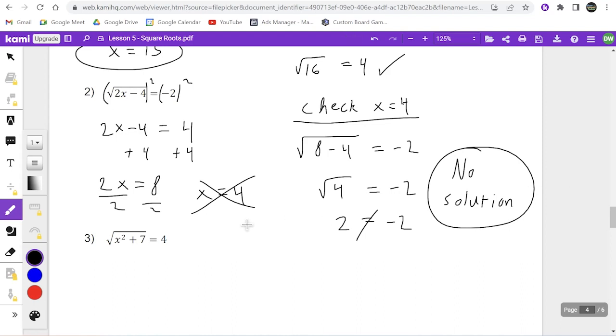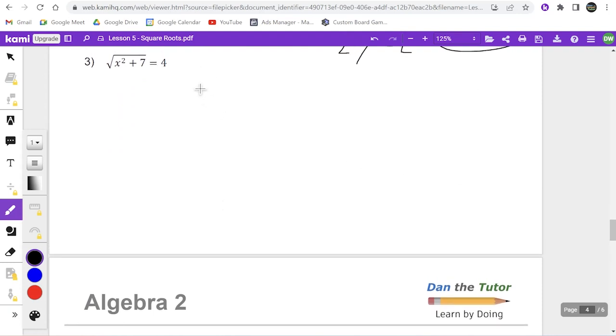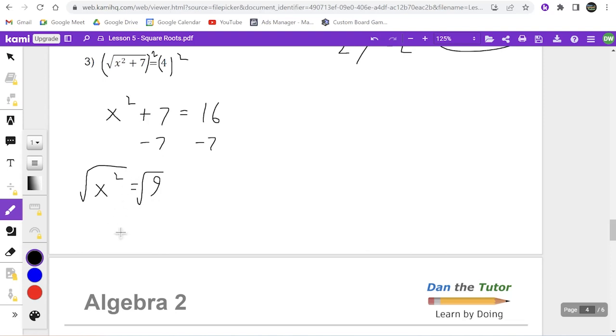Okay, fantastic. Now on to number 3. For number 3, we have the square root of x squared plus 7 equals 4. As you imagine, the first step, square both sides. On the left side, I have x squared plus 7. On the right side, it's 4 squared, which is 16. The best way to solve this, there's 2 things I can do. The best way, though, is I can subtract 7 from both sides. x squared equals 9. And now I take the square root of both sides, and square root of 9 is 3, so x equals 3.